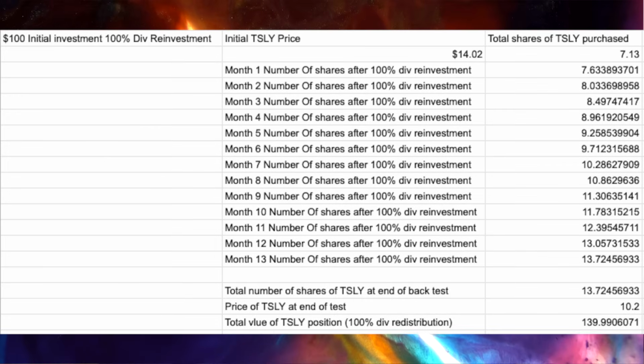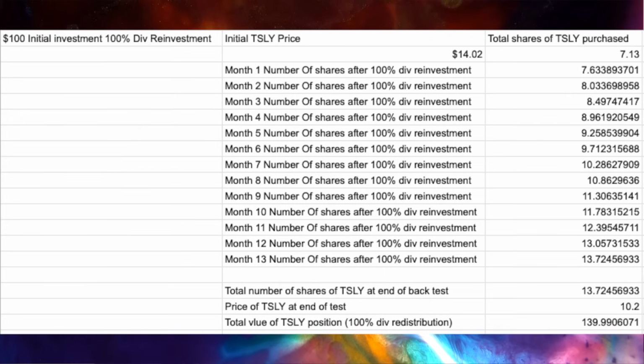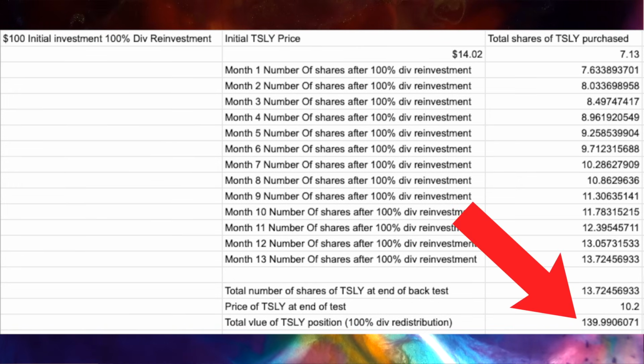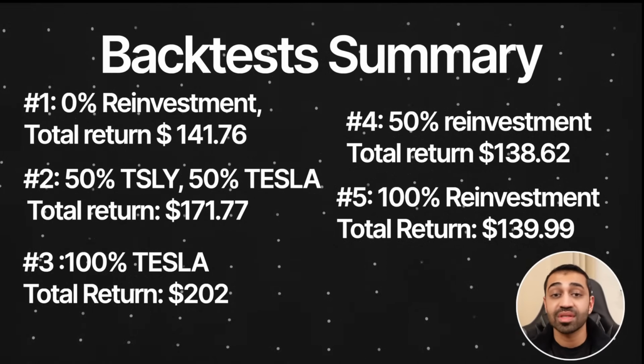So initially, if we bought $100 worth of TSLY in January 2023, we ended up with 7.13 shares. Taking all of the dividend payouts and reinvesting them would have slowly increased our overall shares and gotten us to a value of $139.99.